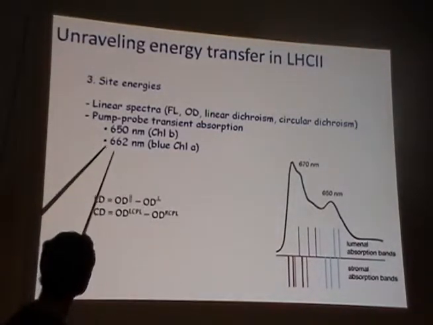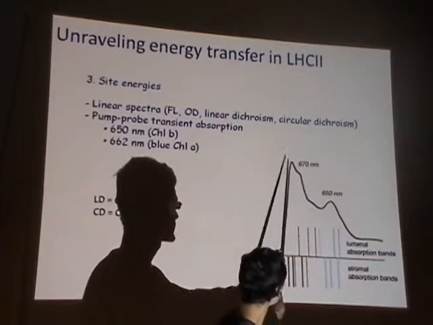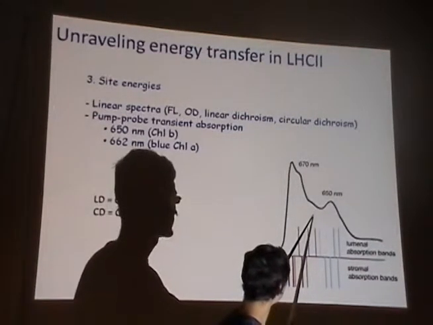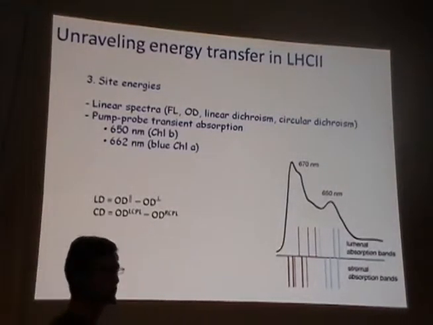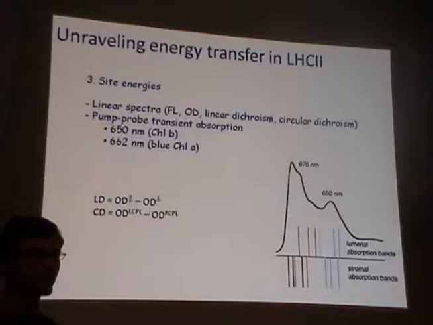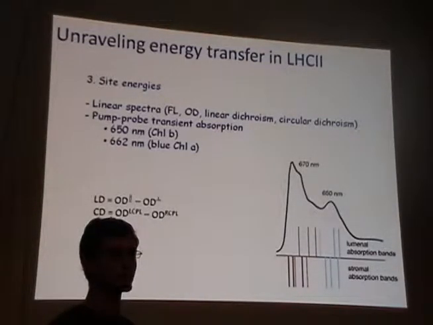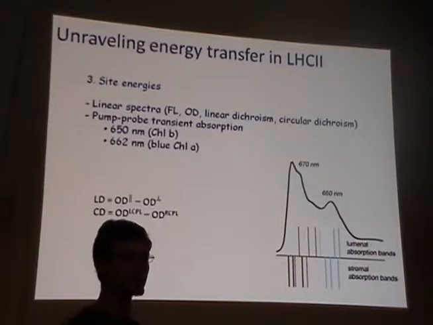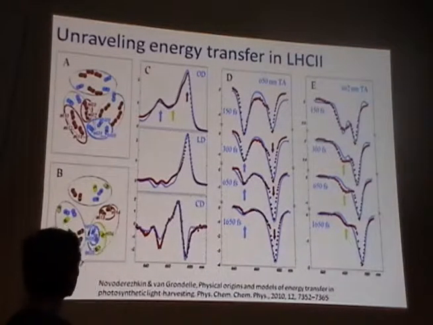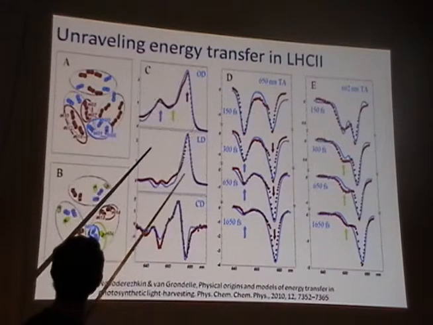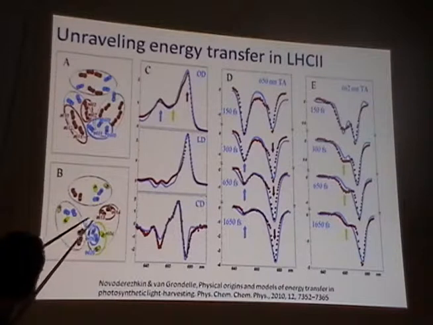650 nanometers is somewhere in the middle of chlorophyll b Qy absorption, so then you are selectively exciting the chlorophyll b pigments. 662 nanometers is at the blue edge of this chlorophyll a Qy band, and then you are exciting the blue-shifted chlorophyll a pigments. So you would expect different excitation dynamics because of these selective excitations.